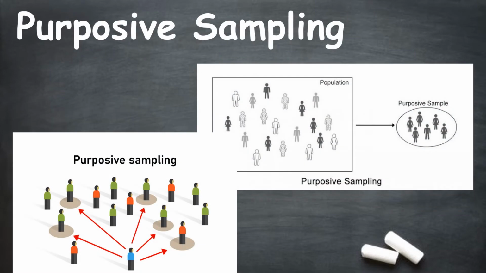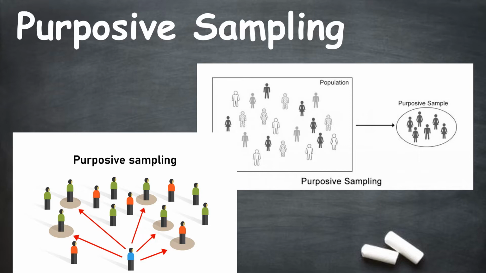Next is purposive sampling. For purposive sampling, from the term purposive, the researcher should know the purpose of his or her study. And then after identifying the purpose of his or her study, from that purpose, you have to list down the characteristics of respondents that you should have. And then from those characteristics, you will choose your respondents in your population.